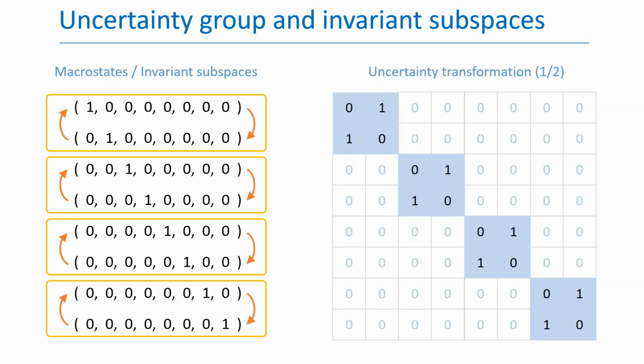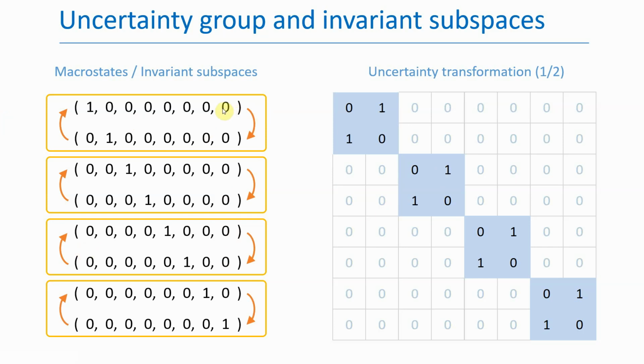In reality, the uncertainty group typically has far more than 2 transformations, and they usually involve linear combinations of basis vectors. Also, because it's expressed using matrices, this is technically a representation of the uncertainty group. Groups and their representations are formally distinct, but they often seem to blur together into a single concept. The key point of this slide is that all macrostates remain invariant under all uncertainty transformations.